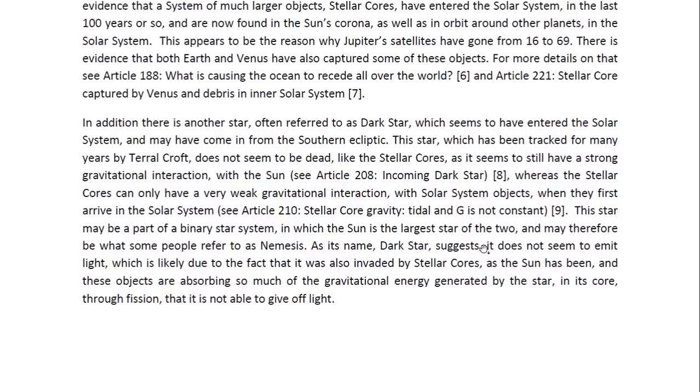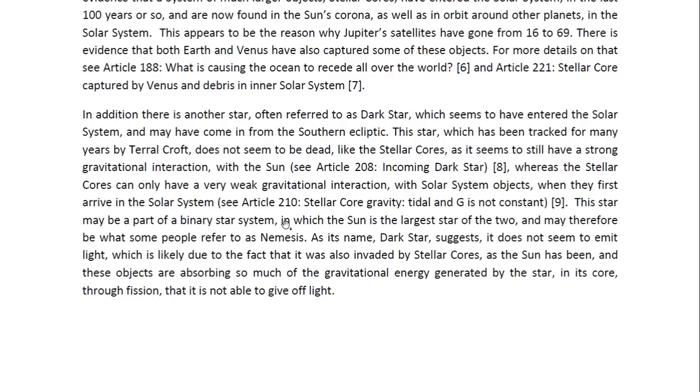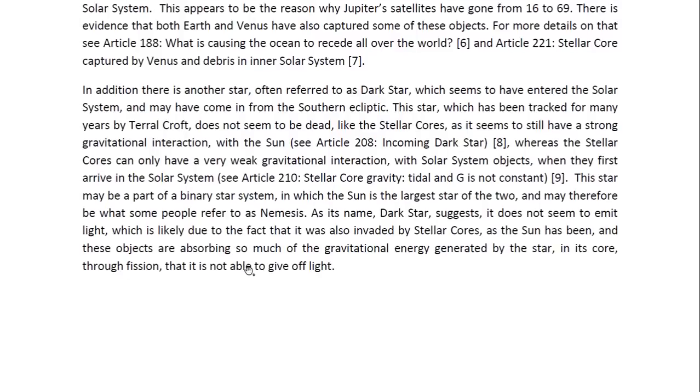Now, this star may be a part of a binary star system in which the Sun is the largest star of the two, and may therefore be what some people refer to as nemesis. As its name dark star suggests, it does not emit light, or it does not seem to emit light. It may emit light once it comes into a region of the nebula clouds, as it may draw a current as well. But this, we may not be allowed to see.